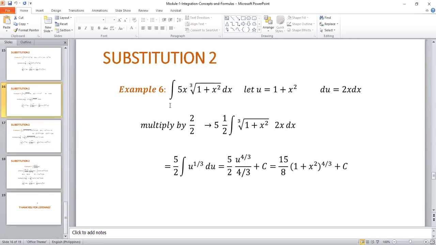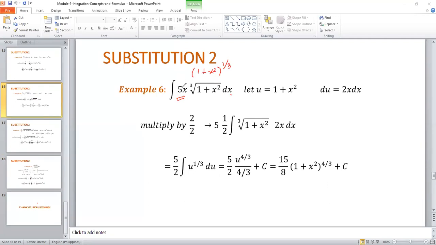This one is really very, very useful. Why? This cube root of 1 plus x squared could be presented as 1 plus x squared raised to 1/3. Okay, cube root. And you have here 5x. If you set u as 1 plus x squared, the derivative of that is 2x dx. You already have the x dx here. You simply have to set aside the 5 and introduce a 2 in here.